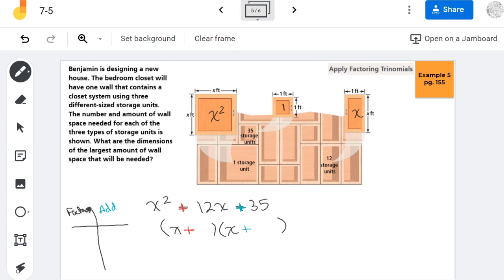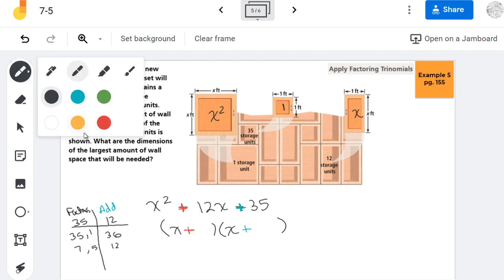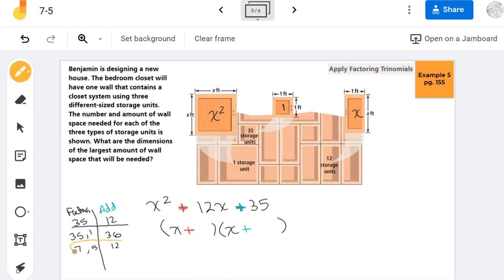So now I'm finding the factors of 35 that add to make 12. So if I find the factors of 35, I have 1 and 35 and 5 and 7. And when I add those, I get 36 and 12. So I need to use the 7 and 5 factors.